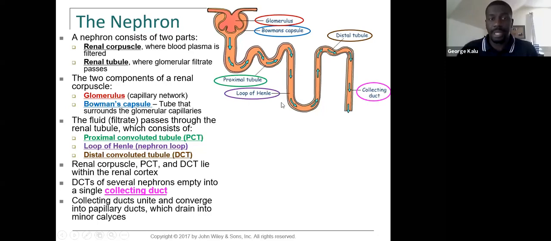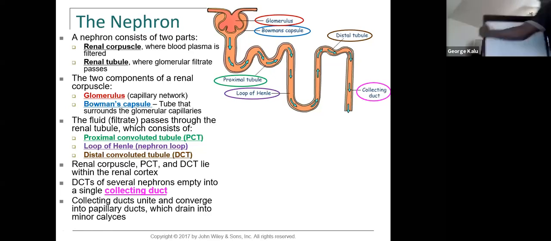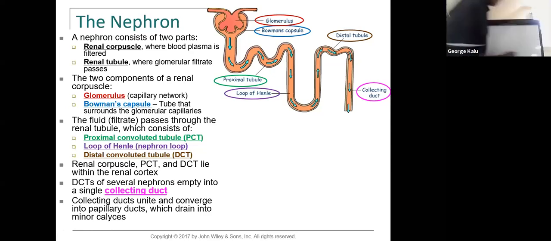Let me grab my whiteboard over here, because we're going to revisit this real quick. This is one thing I do want you to do. If you're taking notes, go ahead and draw this out as I draw it here. Just draw out what the nephron looks like.